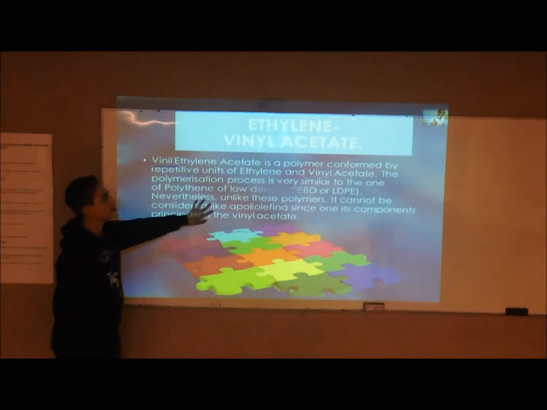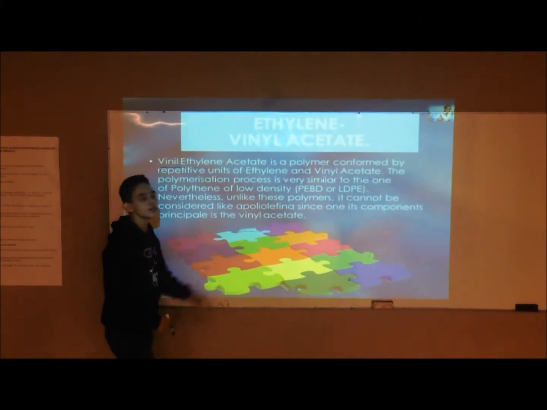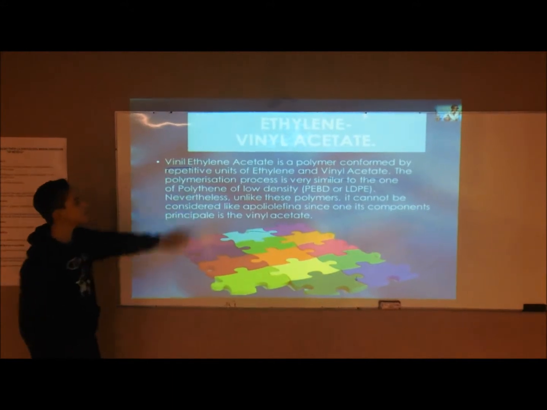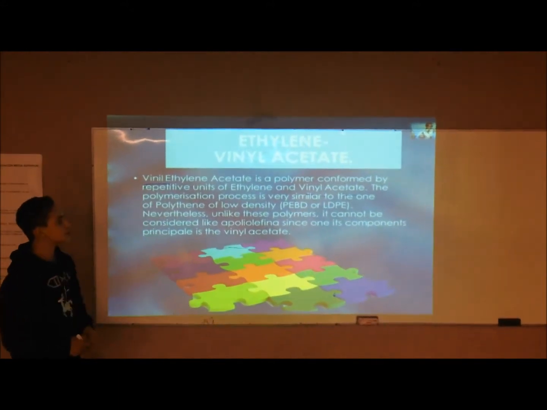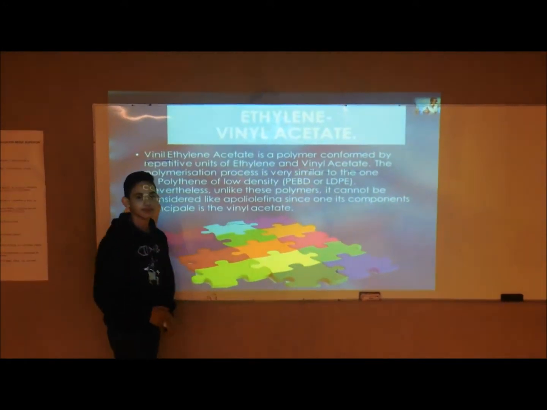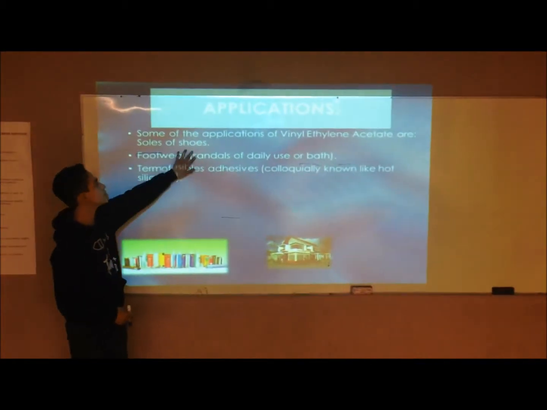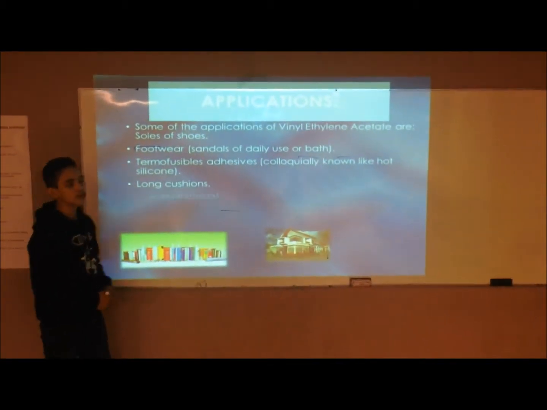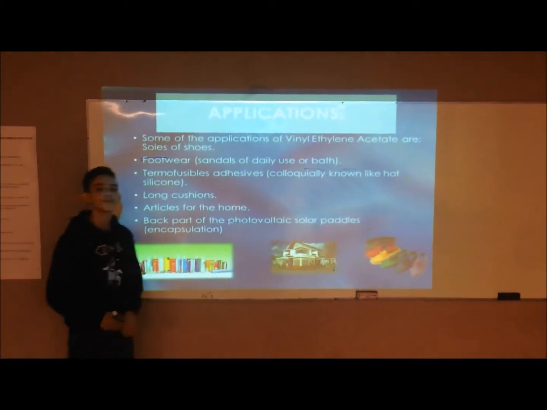Okay, ethylene vinyl acetate. This material is a polymer formed by repetitive units of ethylene and vinyl acetate. The polymerization process is similar to the one of polyethylene. Applications. The applications of vinyl acetate are soles, shoes, and footwear.